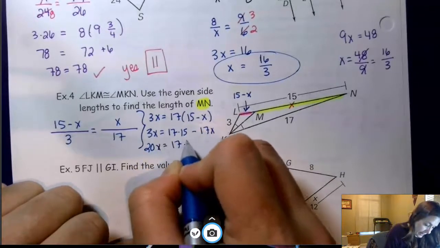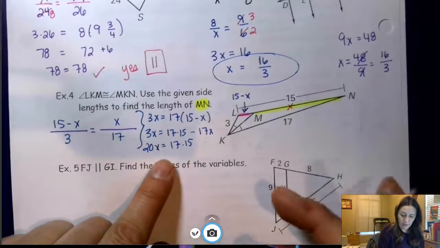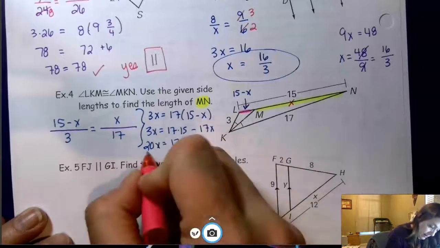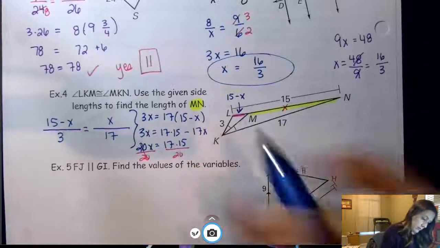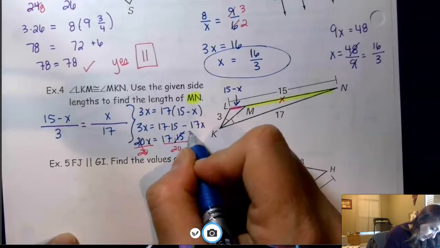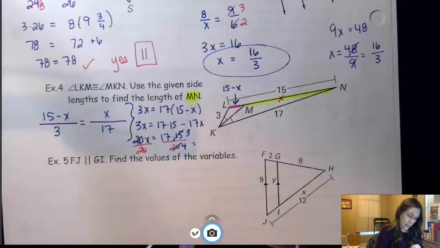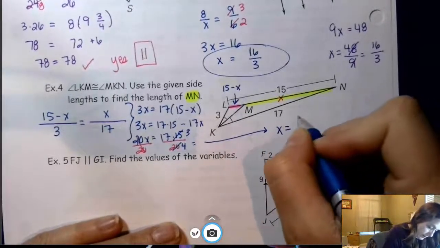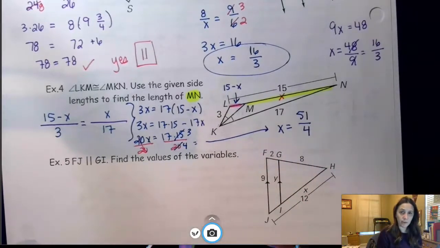20x equals 17 times 15. So again, not knowing 17 times 15 unless I have a calculator, I can see though if I divide by 20, I can simplify the 15. Which means I'm going to divide by 5, I get 3 times 17, x equals 51 over 4, which again, I didn't have to use a calculator for any of this.